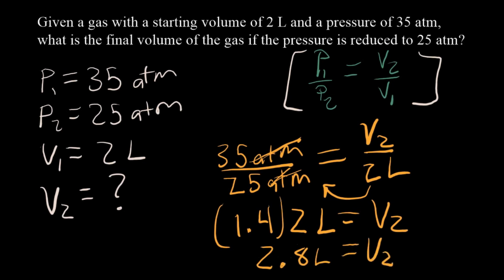So one more time, what this question is saying: if we have a gas with a starting volume of 2 liters and its pressure is 35 atmospheres, and we want to reduce the pressure to 25 atmospheres, we will have to expand our container to 2.8 liters. But there is one very important caveat that must be included here, and that is that this must be at constant temperature.